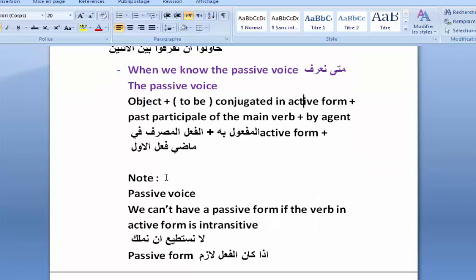Note يعني ملاحظة. الملاحظة اللي راني نعطيها لك قراها مليح وتركز مليح. Passive voice. We cannot have a passive form if the verb in active form is intransitive. يعني ما تقدرش تكون عندنا جملة passive إذا كان الفعل في الactive form intransitive يعني بلا مفعول به. لازم يكون transitive يعني بالمفعول به.